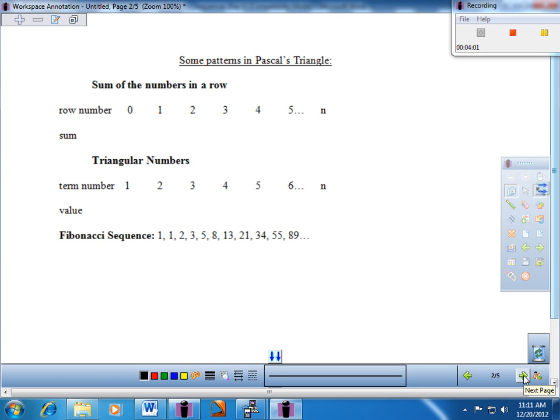So here's what I have. One of the interesting patterns here deals with what's called the sum of the numbers in a row. And so as I said, that top row is row 0. Next one is row 1, row 2, row 3, row 4, row 5. And what I'd like for us to do is find the sum of the numbers in each of these rows and then see if we can come up with an algebraic expression for the sum in any particular row, the nth row. And so let's go ahead and take a peek here.